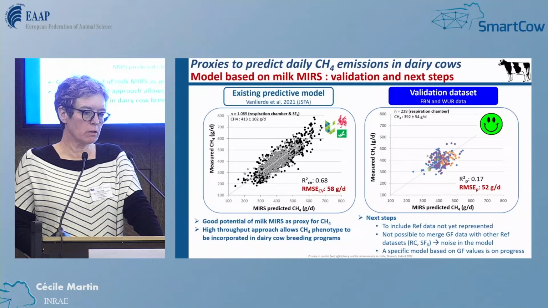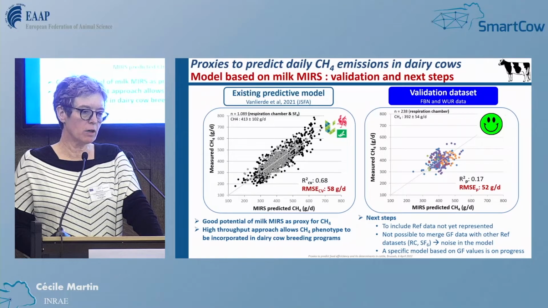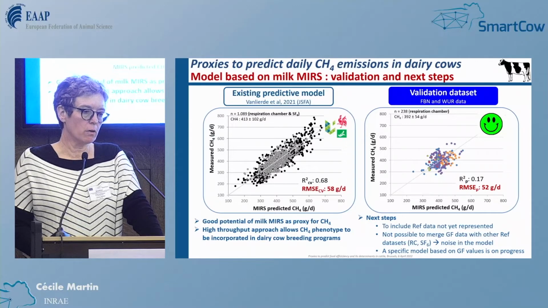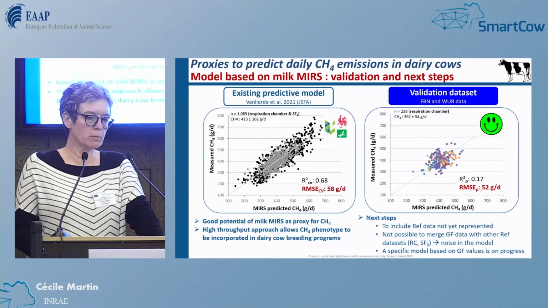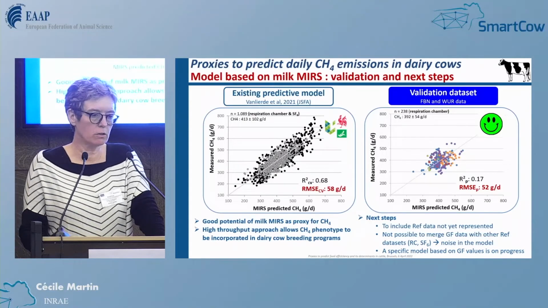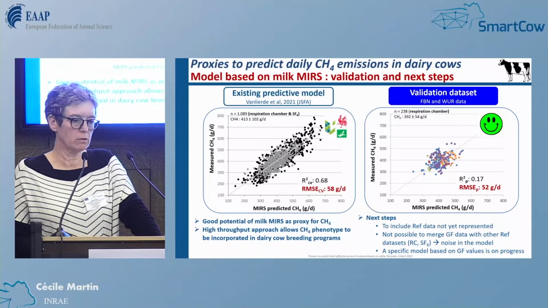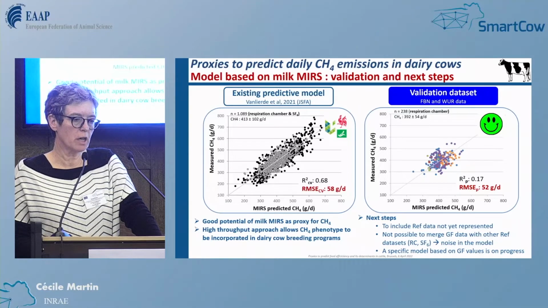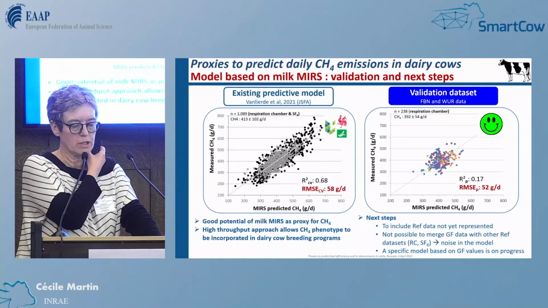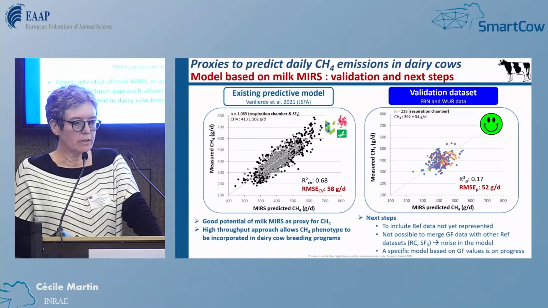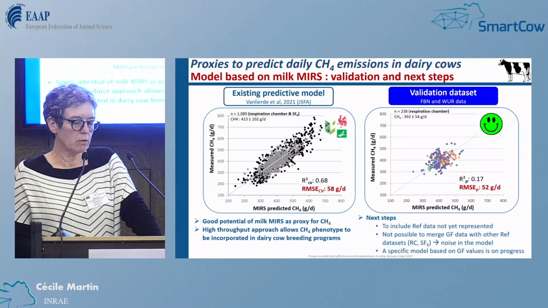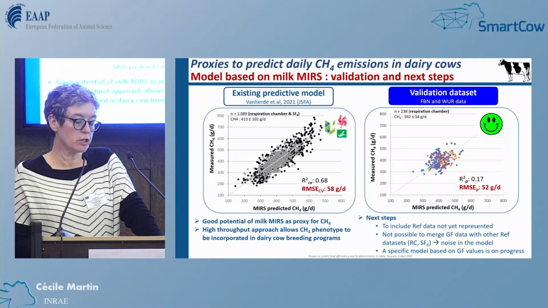So in this work, on this slide, you have presented how we used the data collected during the SmartCow project. So we collected 238 data measured in respiration chambers, and we used this data as an external validation dataset to test the robustness of an existing predictive model published by our Belgian colleagues. And you can see that the residual error of the validation dataset is close to that of the existing calibration equation.